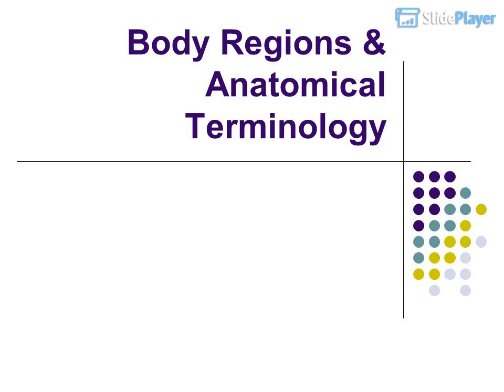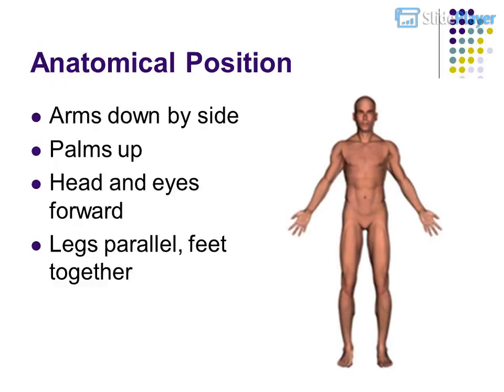Body regions and anatomical terminology. Anatomical position: arms down by side, palms up, head and eyes forward. Legs parallel, feet together.